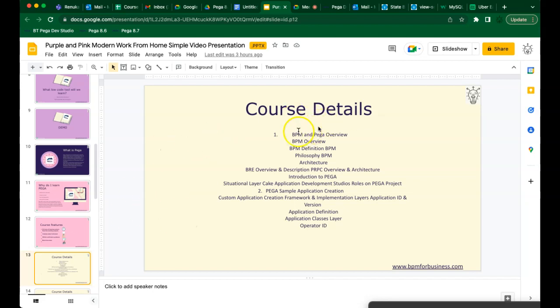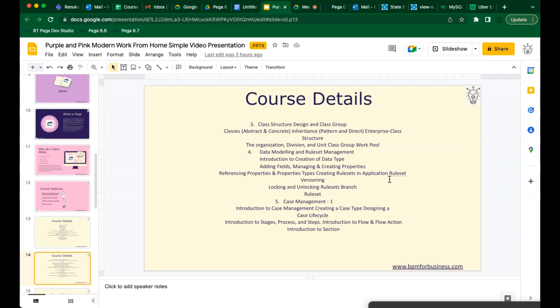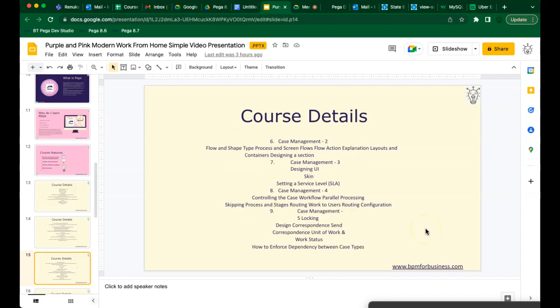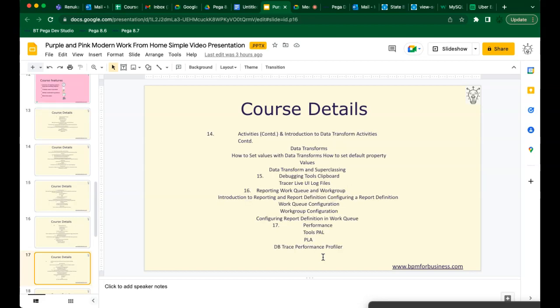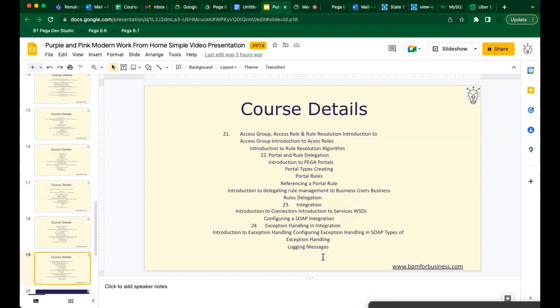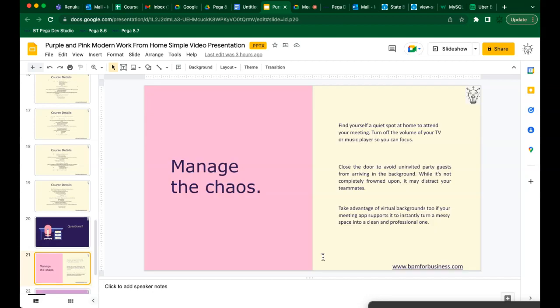So what does the course have? It has, like we discussed today, BPM and Pega's overview, and then we'll go step by step in detail in understanding what this particular platform has to offer in terms of the different components in this product, and how exactly you can use them to build enterprise applications, right? If you keep going further, there are much more detailed concepts like class structure, data modeling, case management, which are higher level concepts that I have put down in this particular slide. I'll be sharing this with people who are interested and want to take up these classes further. These are the course details which we'll be covering as part of this. You can also find this on our website.